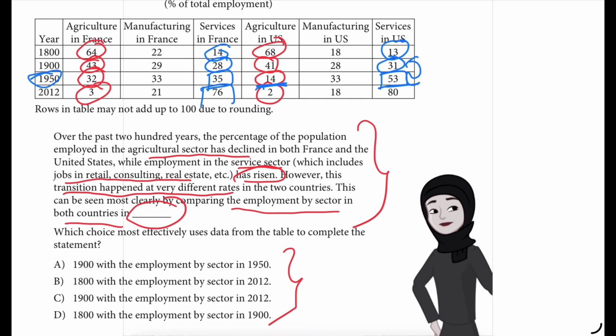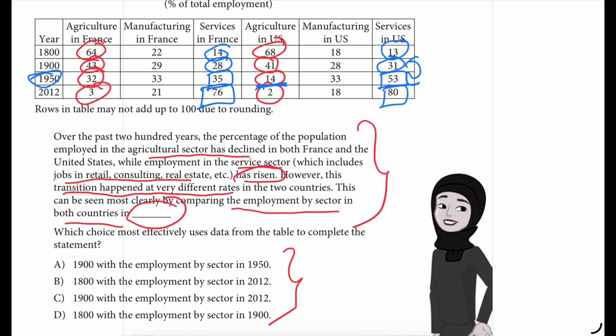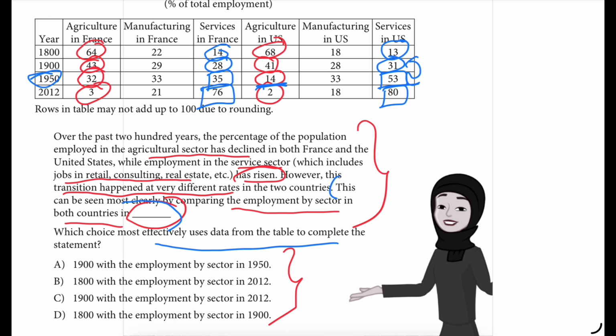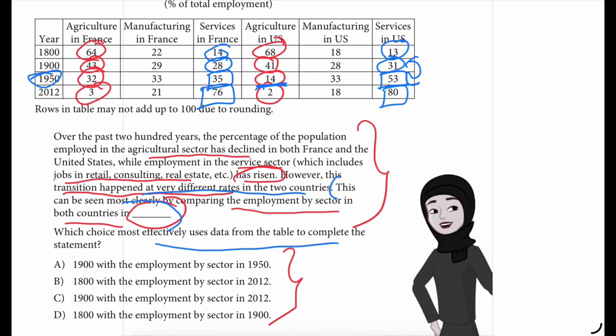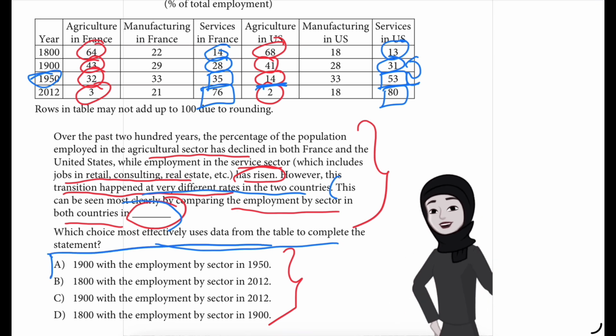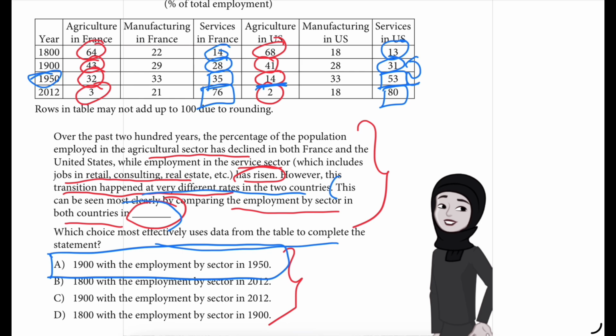And again, if you observe services, in France 76% in 2012 and 80% in the United States. Now, what do we have to do with this data? We have to find which choice most effectively uses data from the table to complete the statement. So, this has happened at different rates in the two countries, and which years do we have to select to show this difference? Which two years do we have to compare? So, if you said A, well done. 1900 with the employment by sector in 1950.